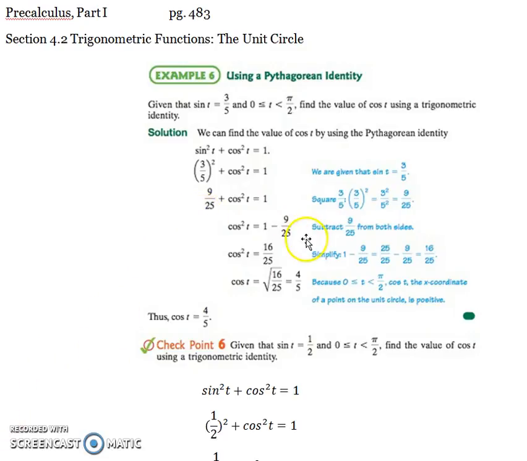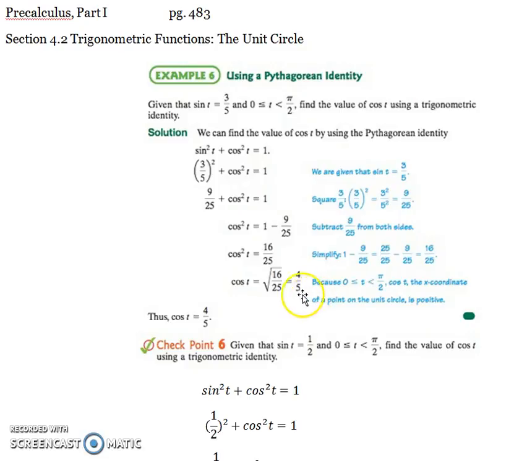If I subtract that from the other side, 1 is 25 over 25, minus 9 over 25, that's where the 16 comes from. And then that's still cosine squared, so we have to take the square root of it, and we get 4/5. Normally when you take a square root, you have to do plus and minus, but because we know that we are in the first quadrant, we know it has to be positive. So we don't have to worry about the negative.